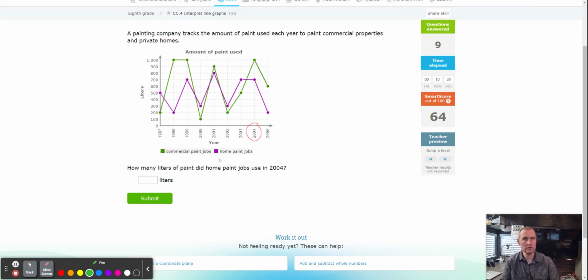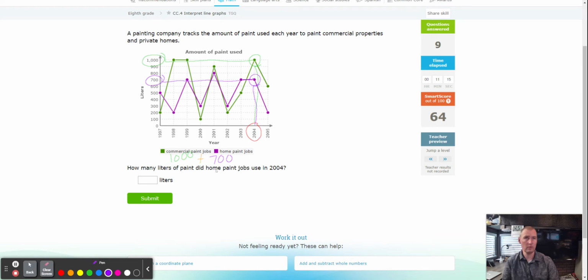And for commercial paint jobs, oh my goodness, they use a lot of paint. So up, up, up, bam, right there. And to tell us the amount, we're going to go to the left, and they used 1,000 liters. So we got 1,000 from the commercial paint jobs, plus, now we're going to do the home paint job. So stay on 2004, up. There is our home paint jobs right there, also known as residential. Go over to the left, and that's 700.